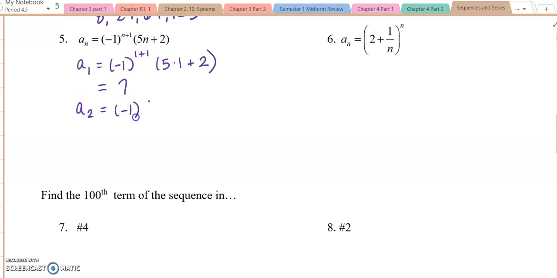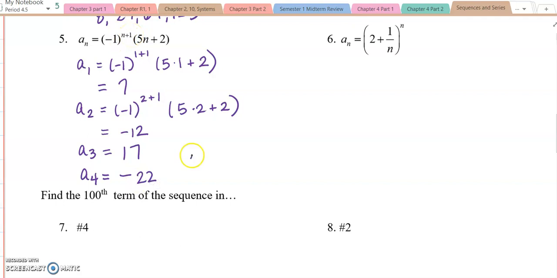A sub 2, this term is 12, but if you notice this exponent right here is 3, which makes this negative. This is a negative value, so we end up having -12. A sub 3 will be a positive 1 times 17, and a sub 4 is negative, because you'll end up having an odd number up here, times 22. So this is what we call an alternating series, because the numbers alternate from positive to negative.